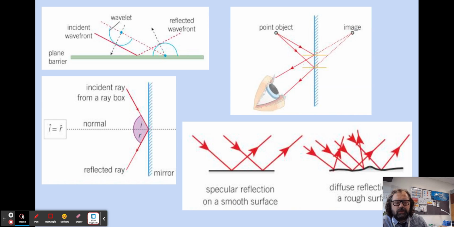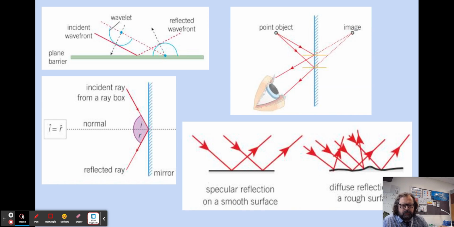In other words, to explain where the image is, we have to imagine rays of light traveling to it, but no light is really going behind the image. So going back to this mirror diagram here, when you look in a mirror, the image appears to be the same distance behind the mirror as the object is in front of it.